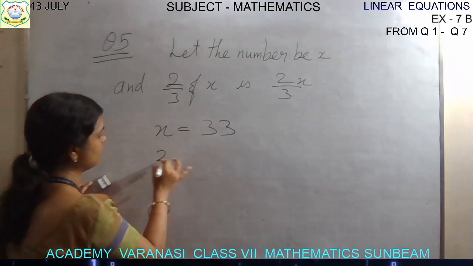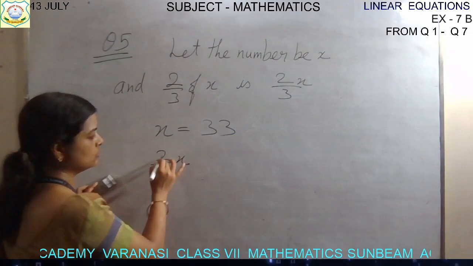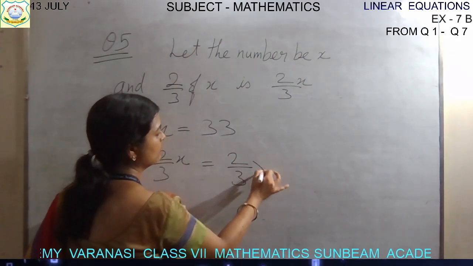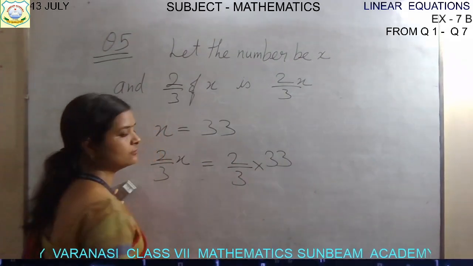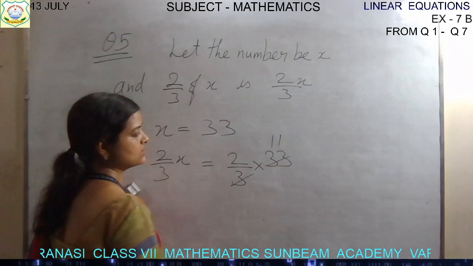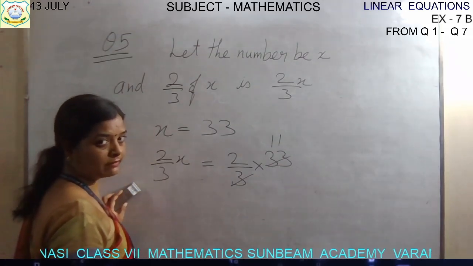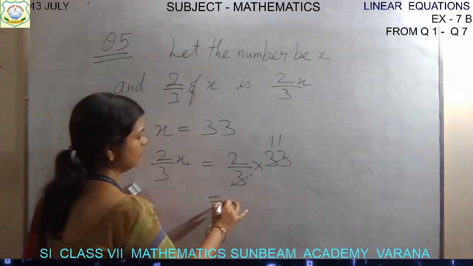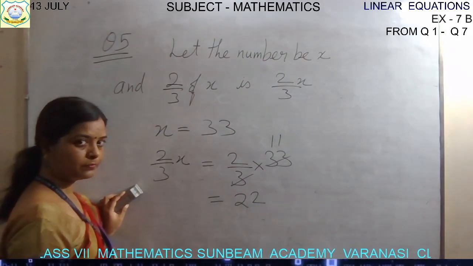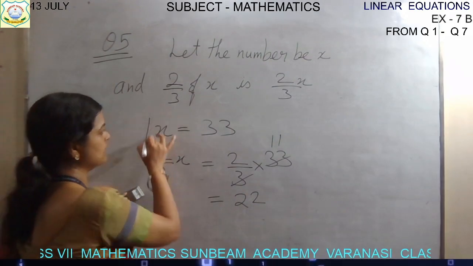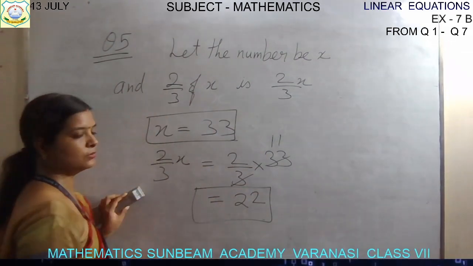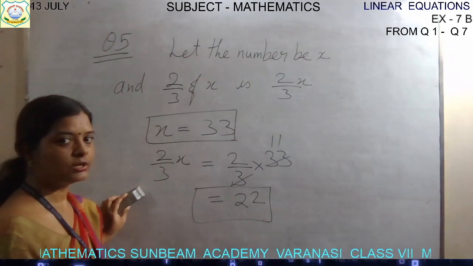And what is 2 by 3 of its number? 2 by 3 of that x number means 2 by 3 of 33. What is 2 by 3 of 33? Let's solve. 3 ones are 3, 3 ones are 3, 3 11 times. So it will be 11 into 2. 11 twos are 22. So the number is 33 and its 2 by 3 is 22.